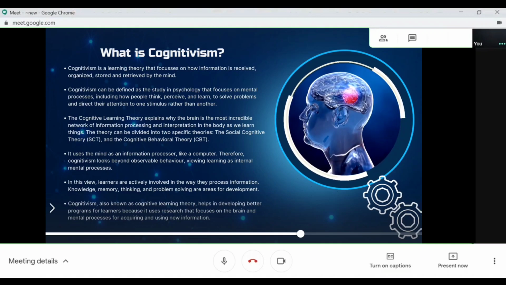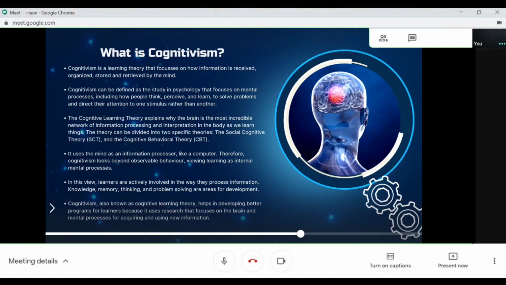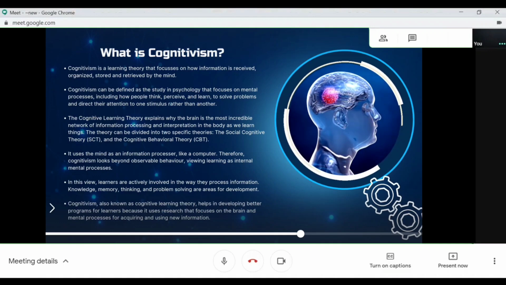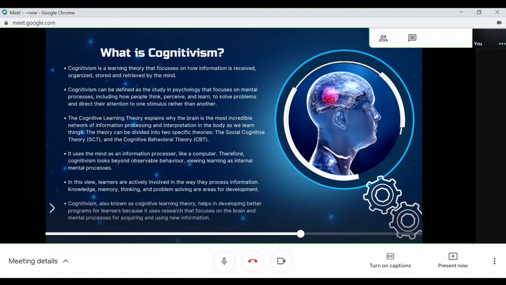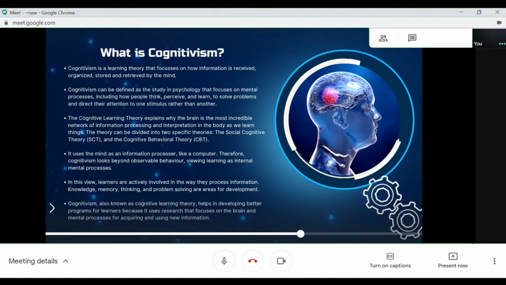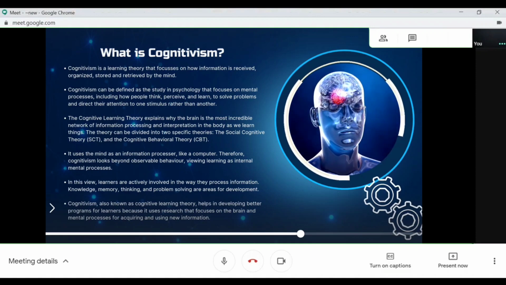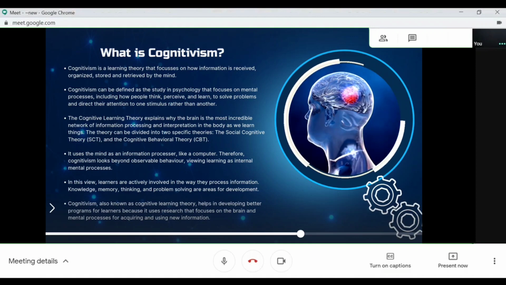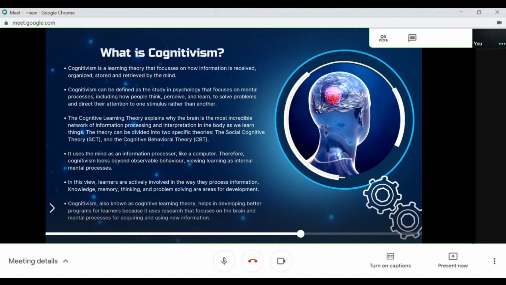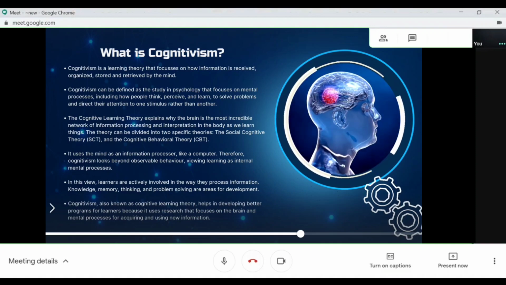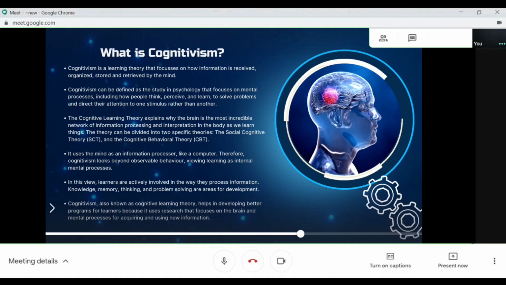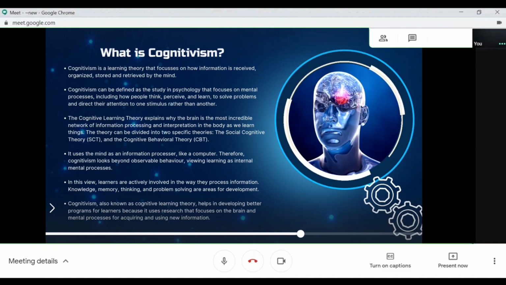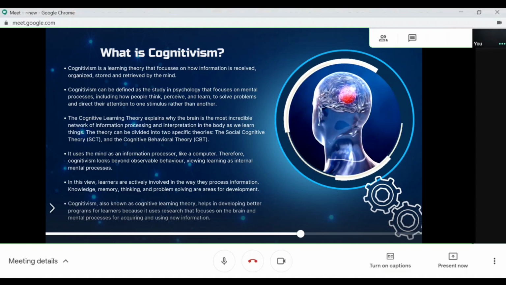The theory can be divided into two specific theories: the social cognitive theory, or the SCT, and the cognitive behavioral theory, or CBT. So let me explain further. Cognitive learning theory explains how internal and external factors influence an individual's mental processes to supplement learning. Nevertheless, delays and difficulties in learning are seen when cognitive processes are not working regularly.